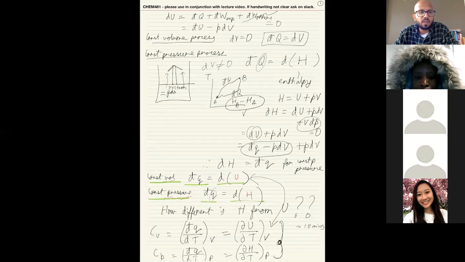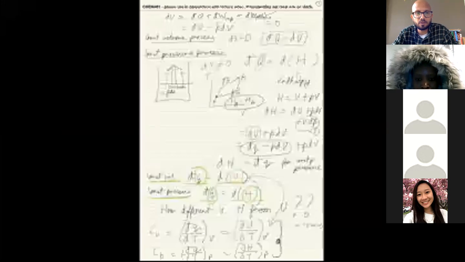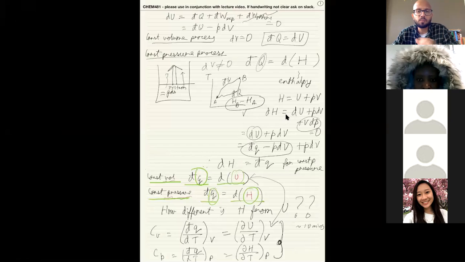The reason we keep emphasizing these relations again and again is that the ones on the left are path functions, while the ones on the right are state functions. That's what makes it so powerful: the things on the left are complicated, but the things on the right you can manipulate in so many different ways.